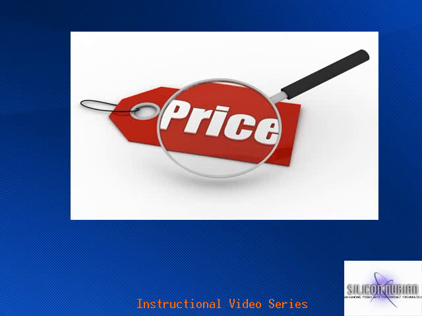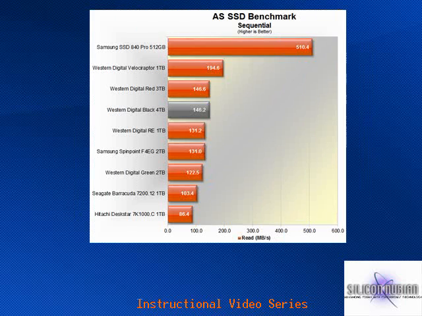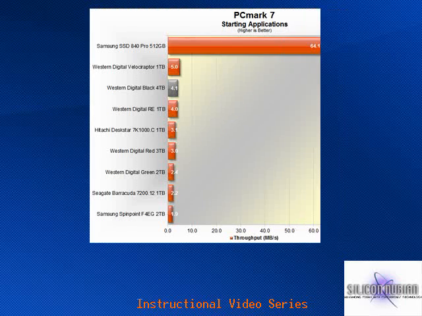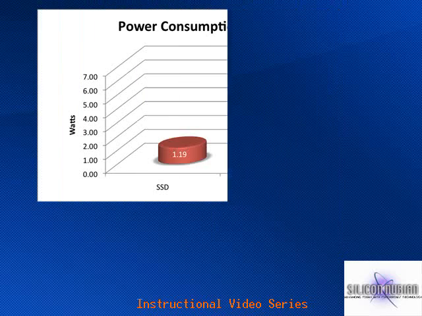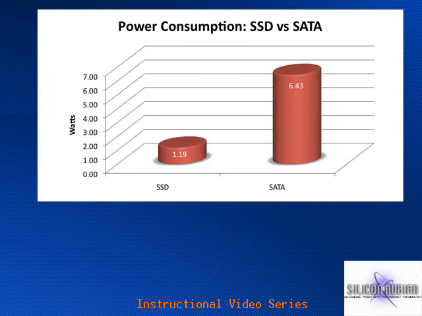While price parity based on capacity has yet to be reached, SSDs hold a number of advantages over traditional spinner drives, the first of which is vastly improved performance. SSD drives right out of the box perform 4 to 6 times faster than the fastest traditional spinner hard drive. On top of all of this, SSDs also consume less power than traditional spinner drives, making them ideal for mobile applications, not just the desktop.